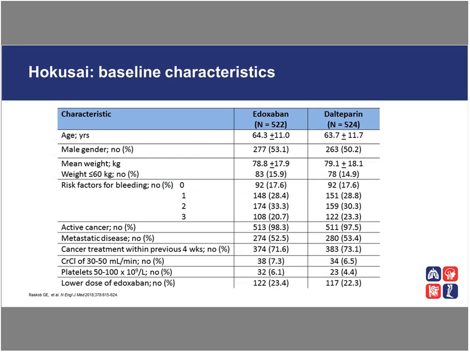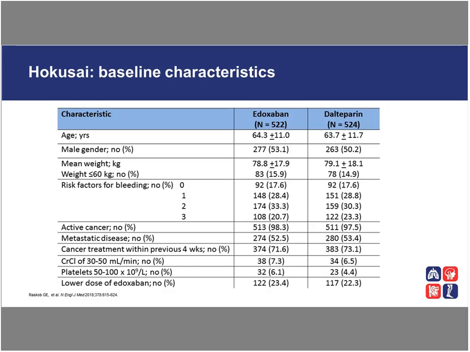most patients had several risk factors for bleeding, more than one. And you see there that 20% of the edoxaban group versus 23% of the dalteparin group had at least 3 risk factors for bleeding. Not surprising that active cancer was noted in 98% of the edoxaban group and 97% of the dalteparin group. And almost 3/4 had received cancer treatment within the previous 4 weeks.